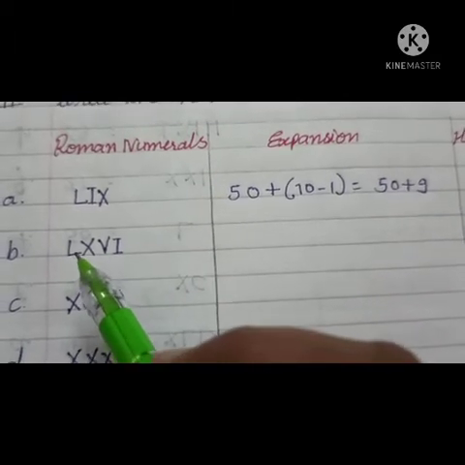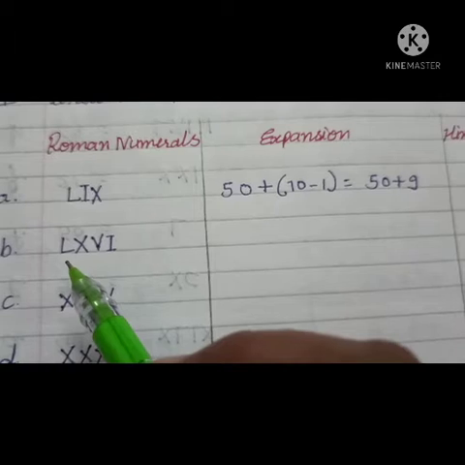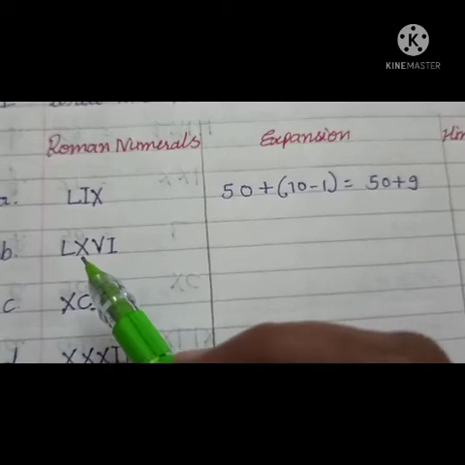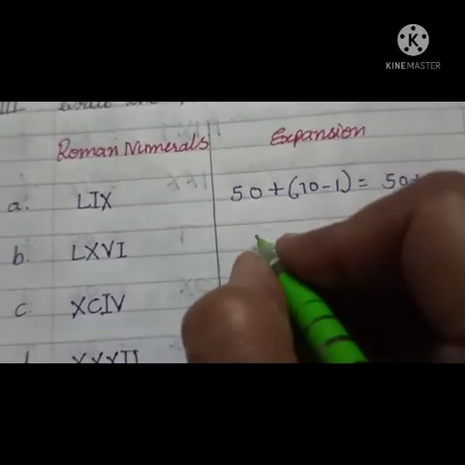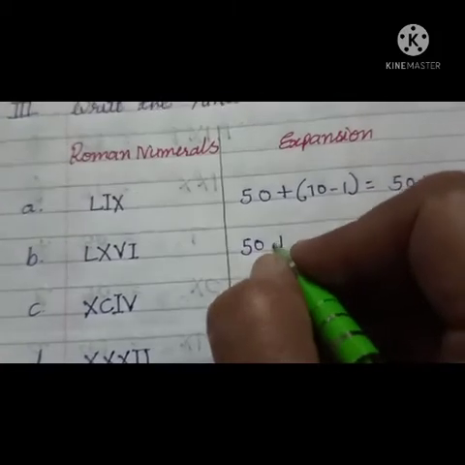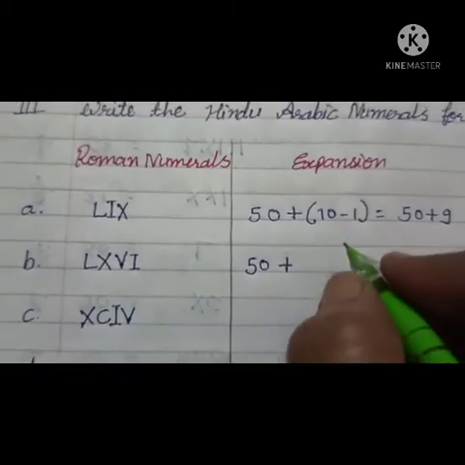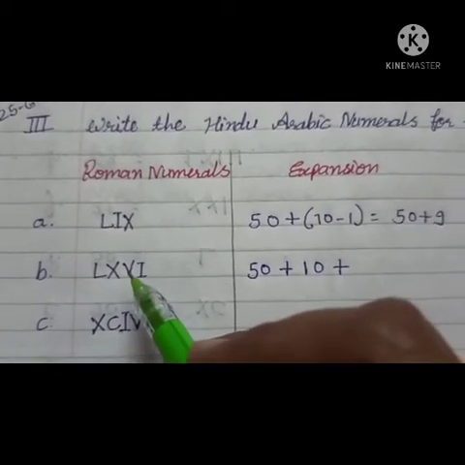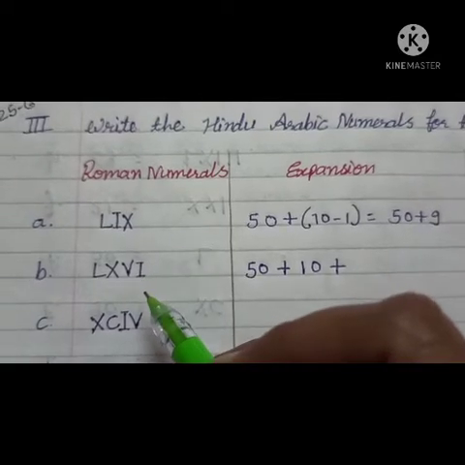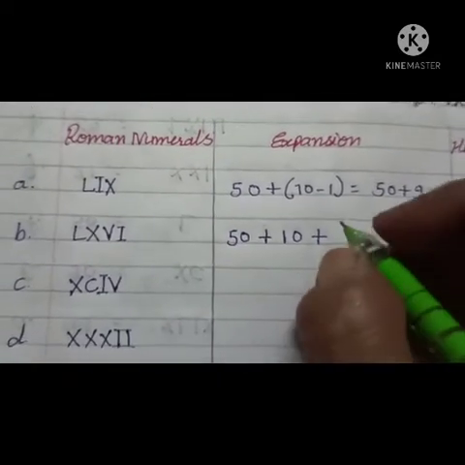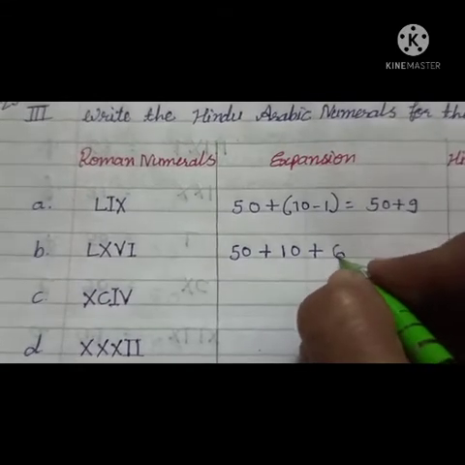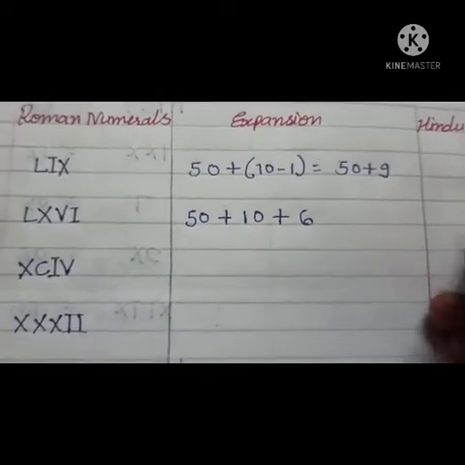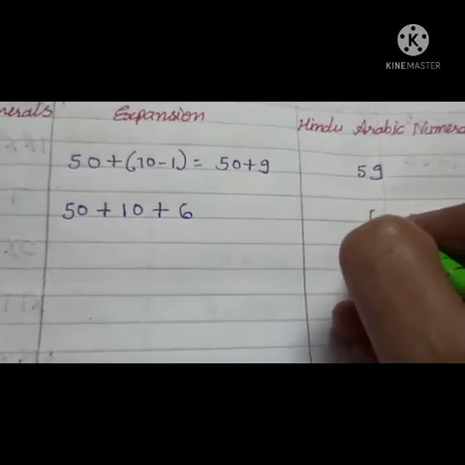LXVI. L has a value of 50, and X has a value of, first write here 50 plus X has a value of 10, plus V has a value of 5 and I has a value of 1. 5 plus 1, 6. 50 plus 10, 60 plus 6, 66. Right here answer 66.